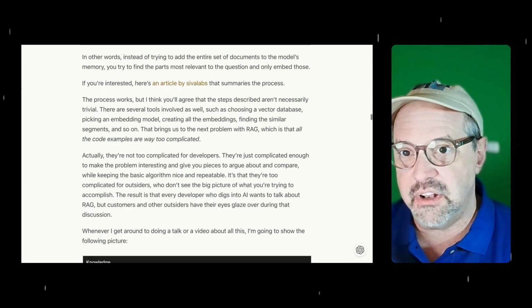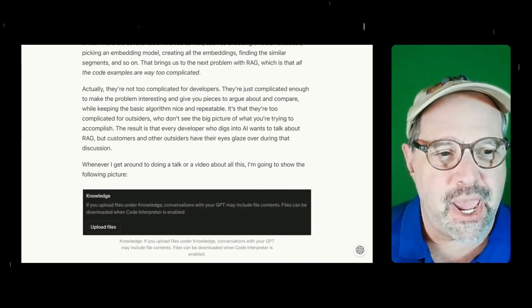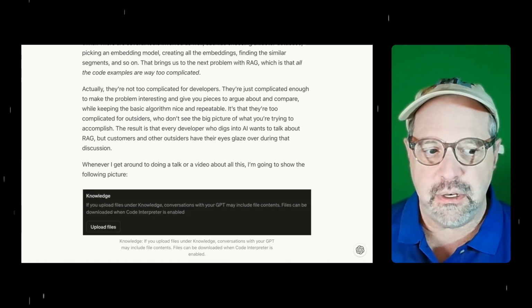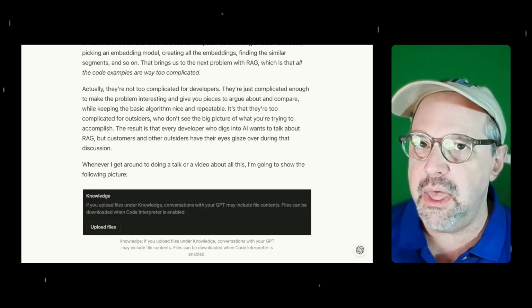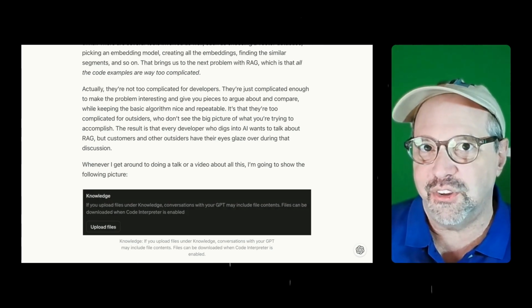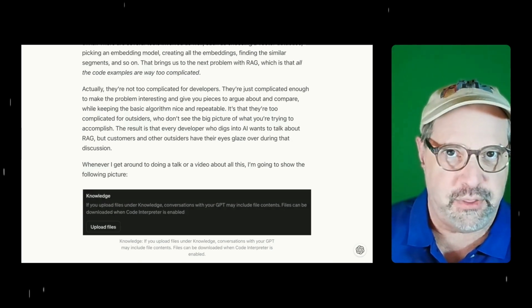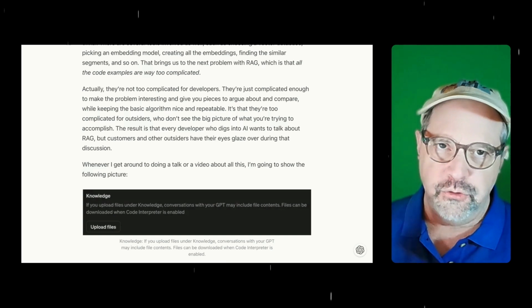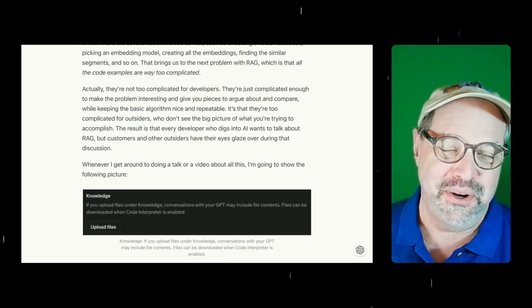Now, the thing is, it's not difficult for developers. In fact, it's a dangerous level of difficult. By that, I mean the developers can figure it out. And then because the algorithm is repeatable over and over again, they kind of get seduced by it. Ooh, let me show everybody how this works. When everybody who's not a developer just has their eyes glaze over when they're hearing about this.